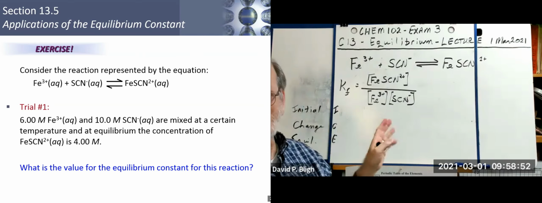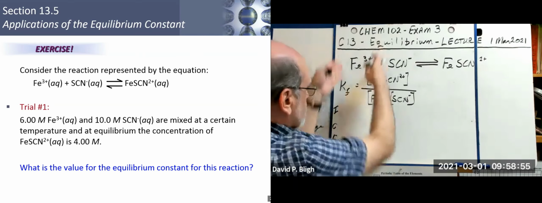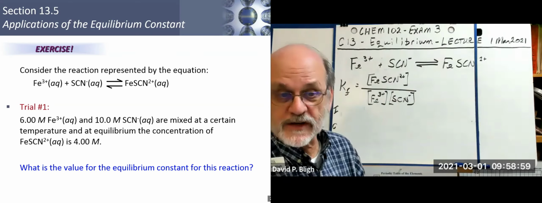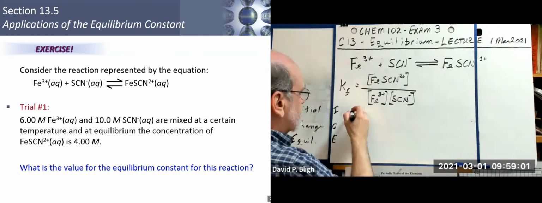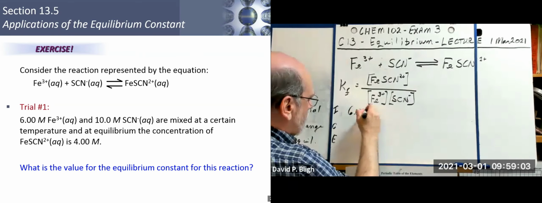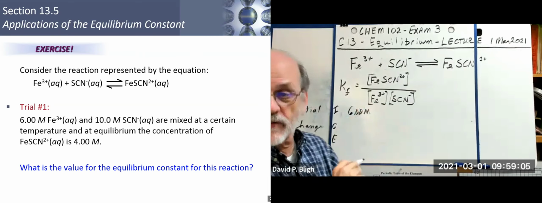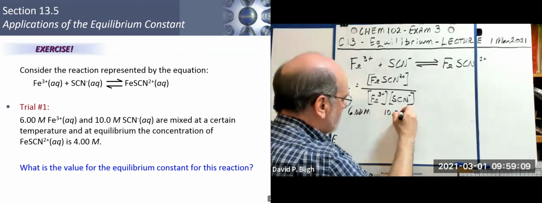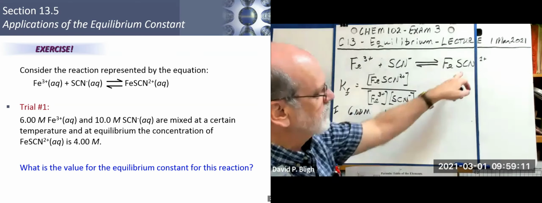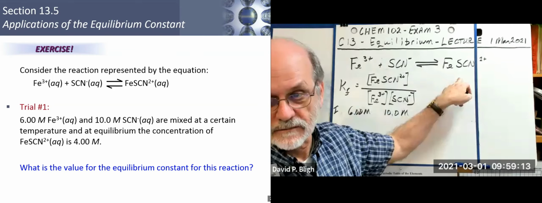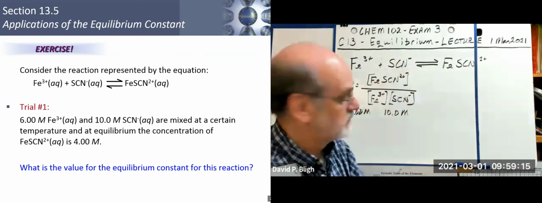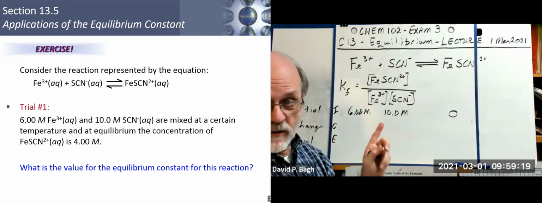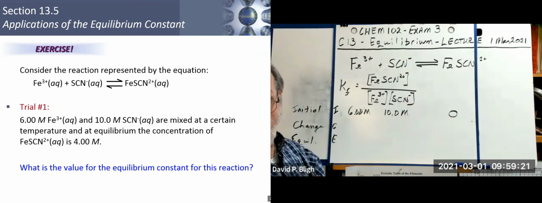Okay, what are the initial conditions for this one, and that one? Well, it says we start off with 6 molar of this, and we start off with 10 molar of thiocyanate. How much of that do you have when you start? 0. So we know which way the reaction's going, that way.